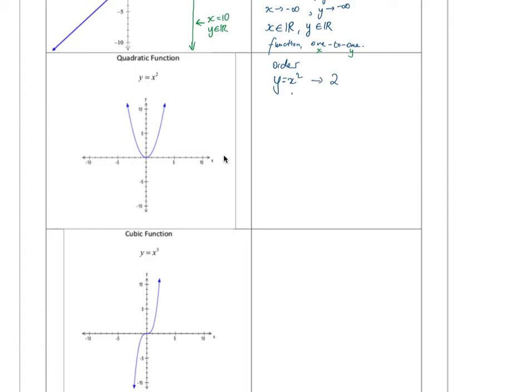Let's have a look at the key features. We know that for y is equal to x squared, it goes through 0, 0, and it also has the point 1, 1, and also negative 1, 1. There's also a line of symmetry here.